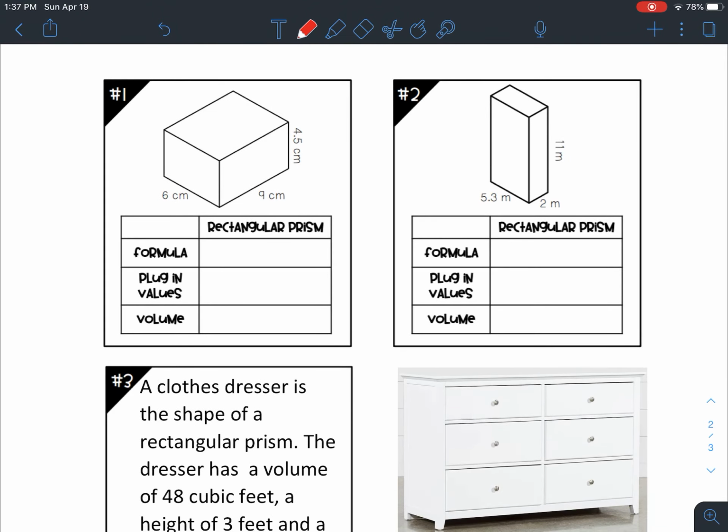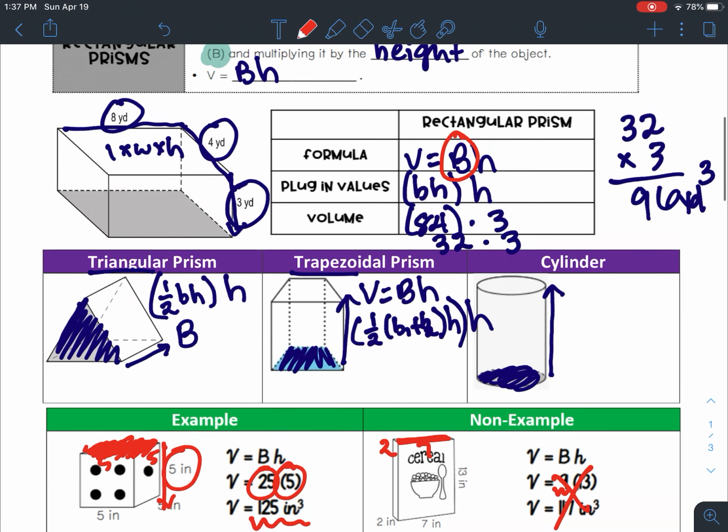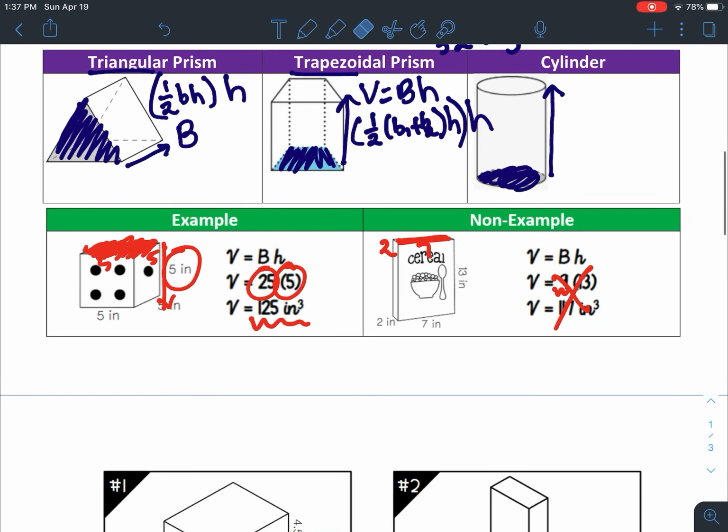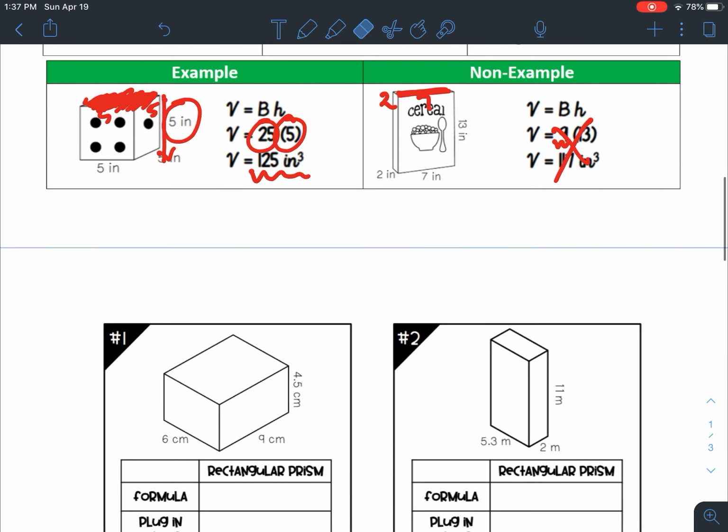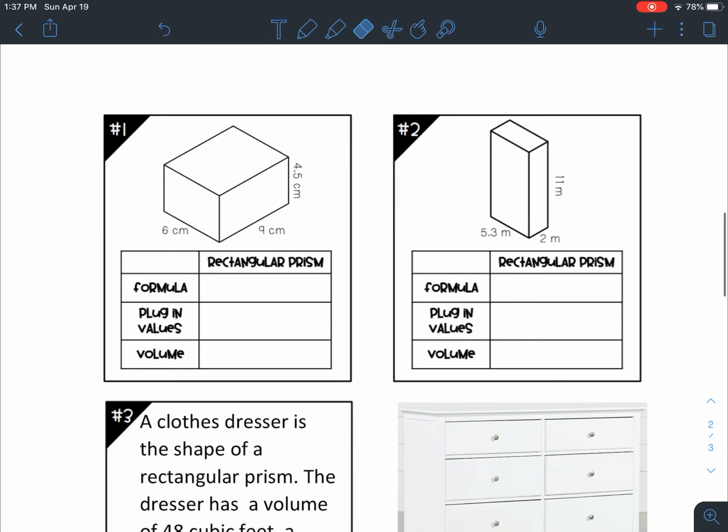So let's go through some examples. Now, because this is a rectangular prism, I can pick whichever rectangle that I want to be the base. Now, if I had a triangular prism, well, I can't pick the rectangles that they have here because my base is a triangle, so I would have to pick a triangle. Like the trapezoidal prism and the cylinder as well, I can only pick the base shape. Because our base is a rectangle, I can pick whichever base that I want.